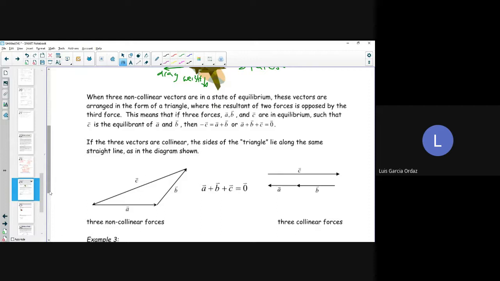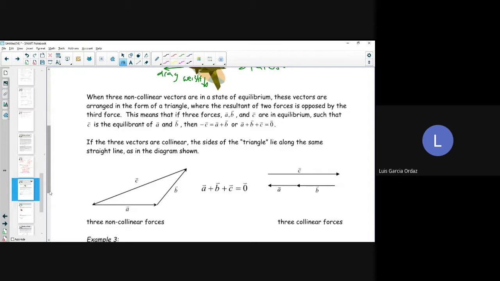So when three non-collinear vectors are in a state of equilibrium, these vectors are arranged in the form of a triangle, where the resultant of the two forces is opposed by the third. This means that if three forces, vectors A, B, and C, are in equilibrium, such that C is the equilibrant of vectors A and B, then negative vector C is equal to A plus B, or A plus B plus C gives me the zero vector.